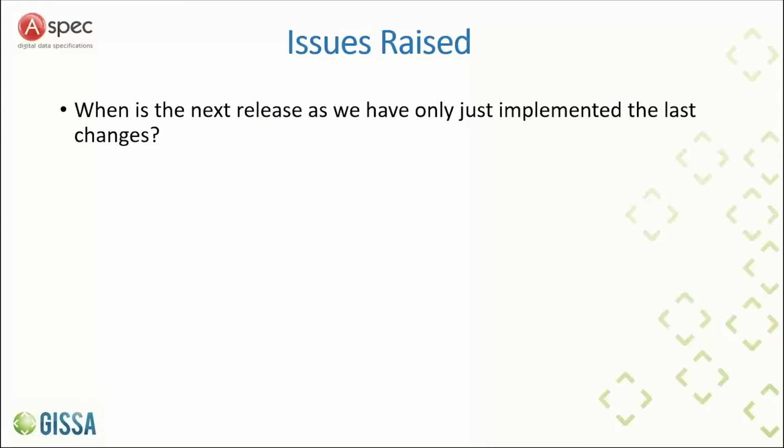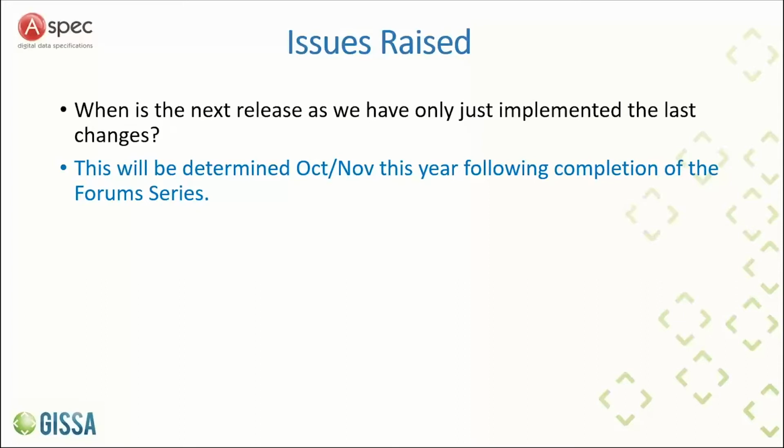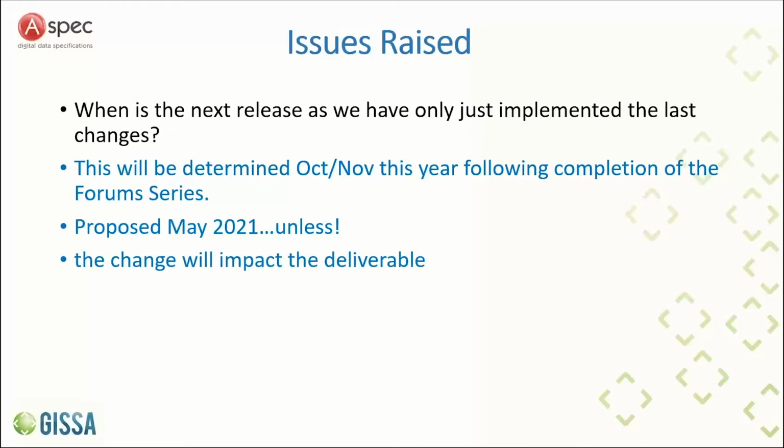Common question, and this applies to all the specs. We haven't determined when this would be, but it's quite possible that it could be May 2021. And why have I got "unless" there? It's because if we find something in the specs that just doesn't work and is impacting the deliverable, then we will resolve that. And that's when you're likely to see an addendum.